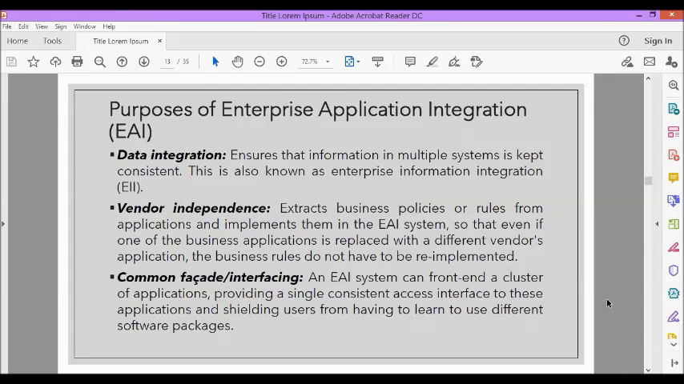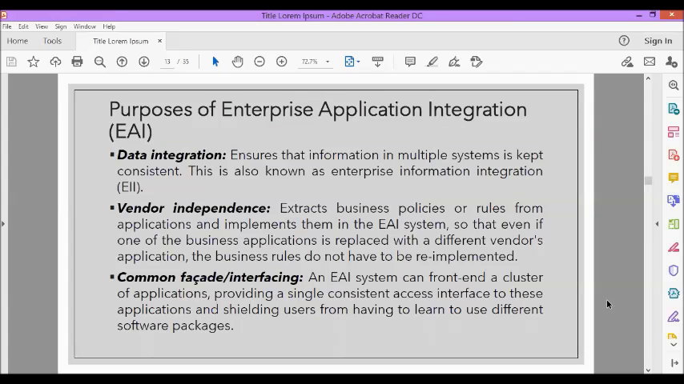Now let's proceed with the different purposes of enterprise application integration. The first one is data integration. It ensures that information in multiple systems is kept consistent. This is also known as Enterprise Information Integration, or EII. Integration involves combining data residing in different sources and providing users with a unified view of them.